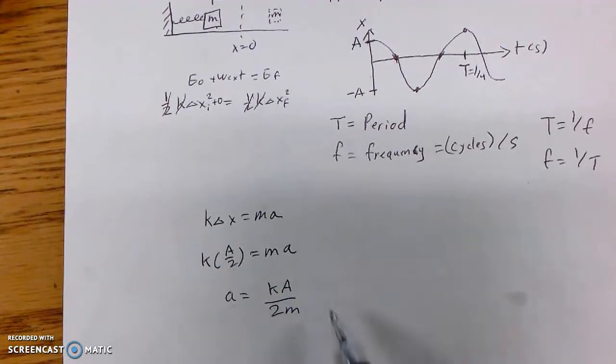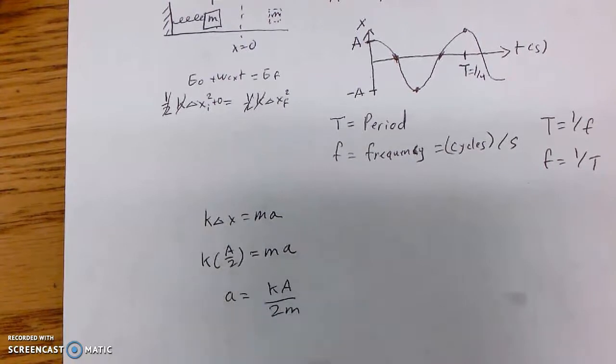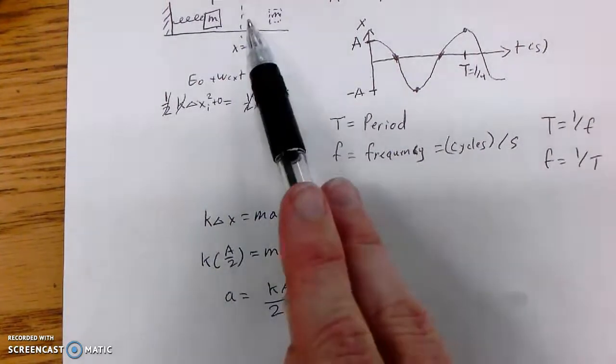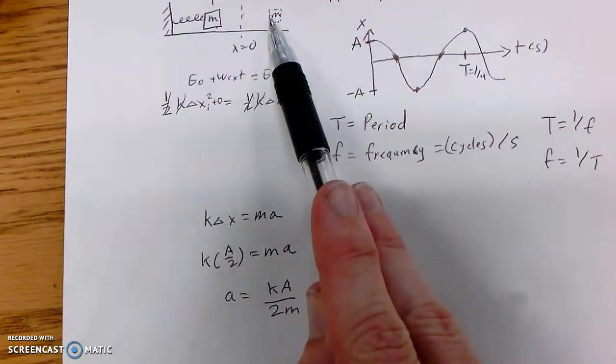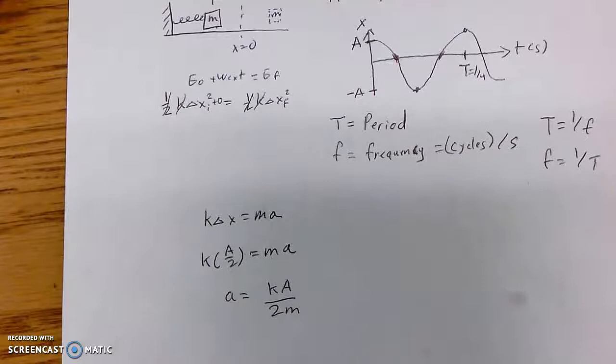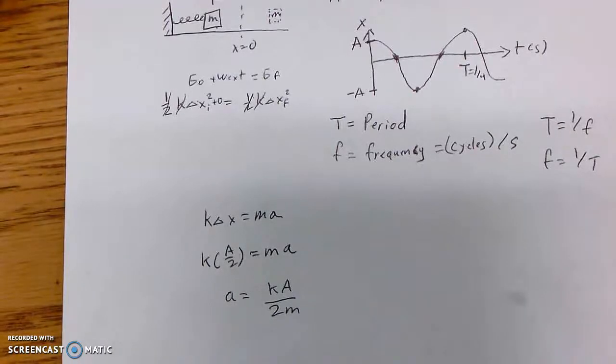And that's not something you have to memorize or anything like that. They're just showing how you can plug in delta x is A over 2 and find the acceleration. So you can see, as you're farther out, closer to the amplitude, the force gets bigger, and so the acceleration gets bigger. And then we'll talk in the next section about kind of how we can use energy to talk about the velocity.